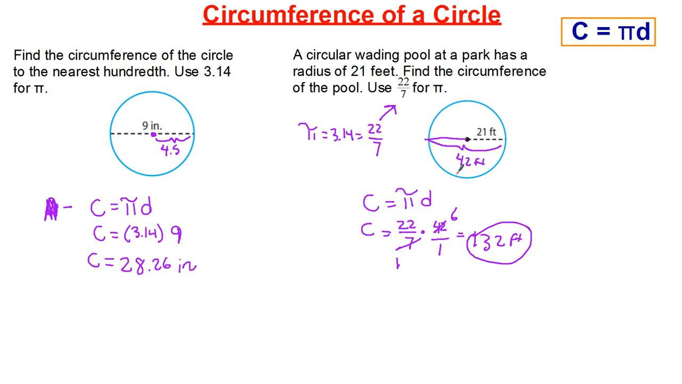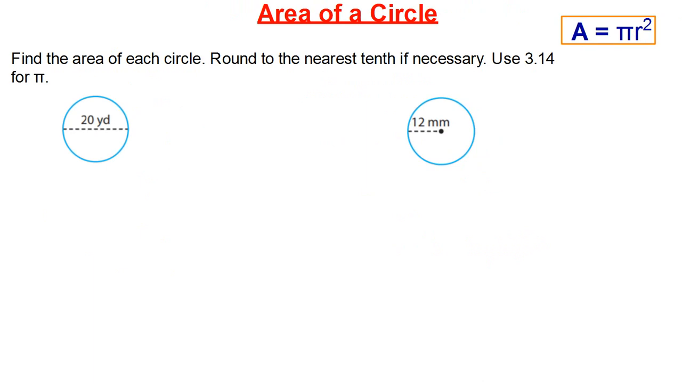And that's it for circumference. The main thing is just figure out what the diameter is and either multiply it by 3.14, or if it's a number that's divisible by 7, multiply it by 22 over 7, which is just the ratio for pi. Now, let's move on to area. Area is basically the same concept.